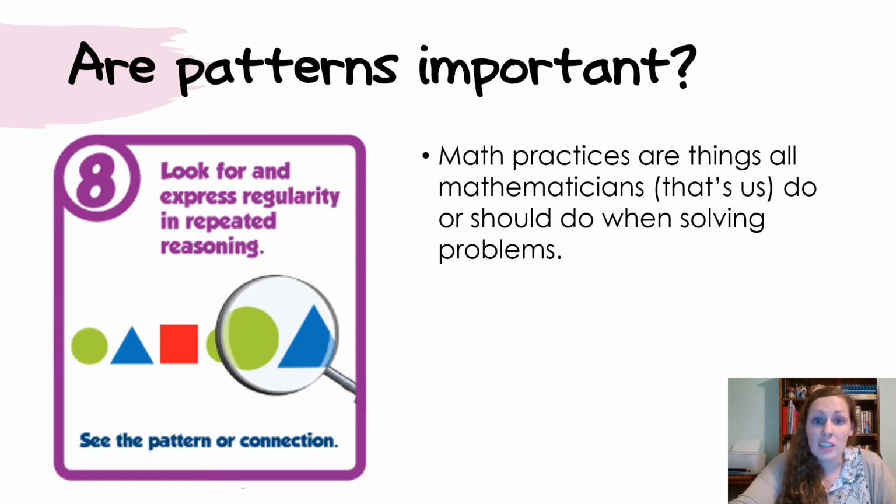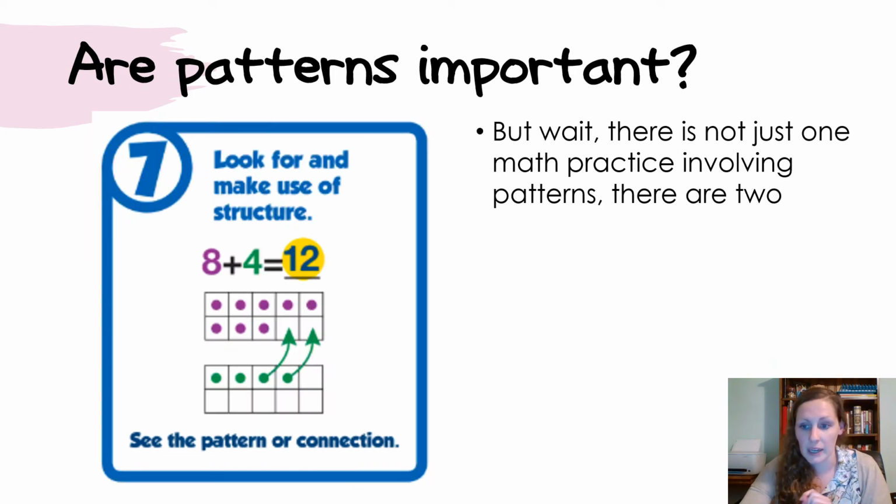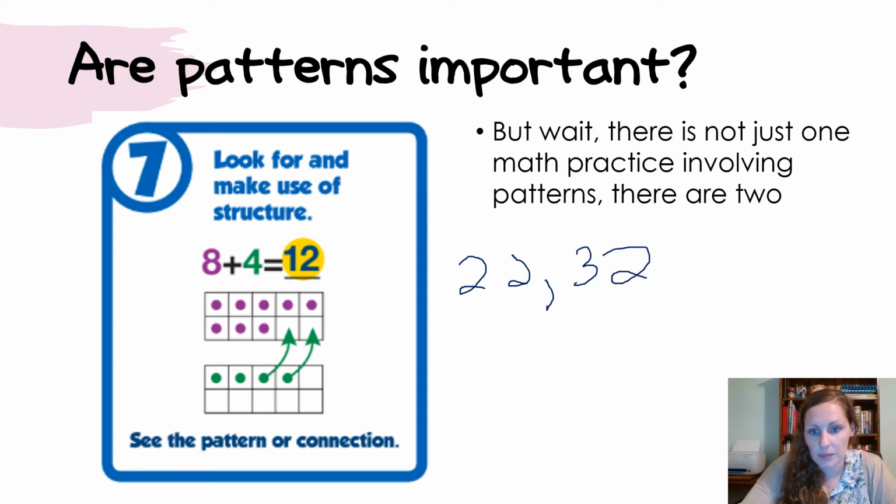But guess what, scholars? Patterns are not just part of one math practice. They are in fact part of two. Practice number 7 is look for and make use of structure. Again, see the pattern or connection. This would be like when we were skip counting by 2s. I could see the pattern. Each time I'm going up by 2. If I'm skip counting by 10s, I see a pattern. Each time I'm going to go up by 10. This works when I'm doing multiples of 10 too, right? If I have 22, and then my next number is 32, and the number after that is 42.